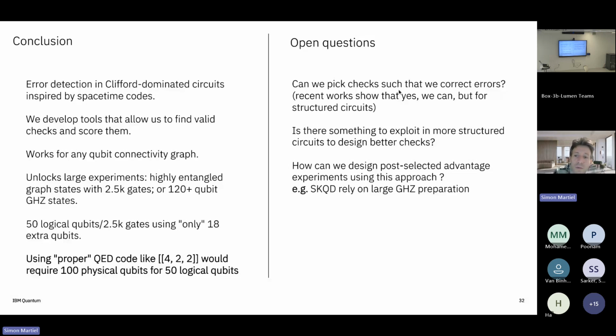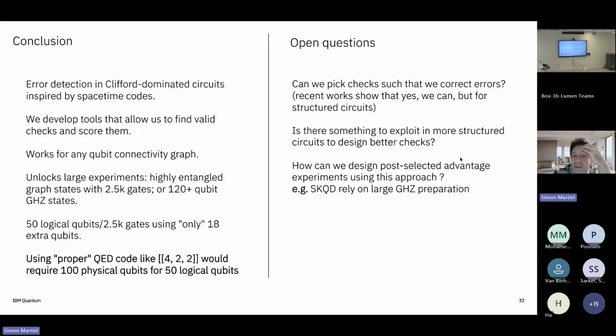For instance, here we only do a very ad hoc code where we detect errors, but there are questions on whether we can pick better checks such that we can actually correct errors, and there are some recent works that show that we can actually do that in some regime. And maybe also here we only worked on very random circuits or very highly structured circuits, like GHZ circuits, but maybe there is a middle ground where we can still find good approaches for interesting circuits.